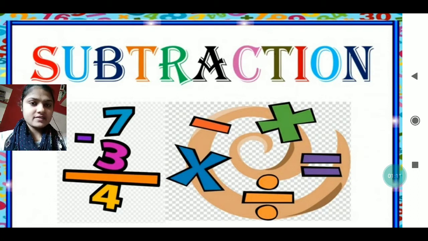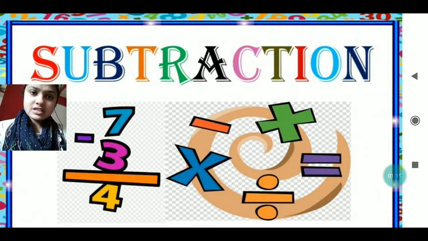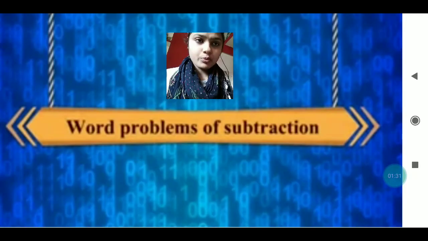Already I have discussed the keywords: if these things are given in the question, you will get to know that you have to do subtraction here. A little bit of observation, a little bit of concentration. If you put that in, it will be easier, and you can much more easily solve any of the questions. This is the topic for today, word problems of subtraction.